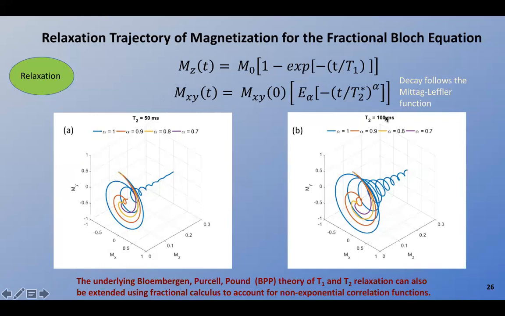Here's a 100 millisecond relaxation time. It is slightly longer. But you see that as the fractional order changes from 1, which is the exponential case, to 0.9 to 0.8 to 0.7, the decay goes faster. So the actual dynamics of the system are affected by when you apply your fractional model.